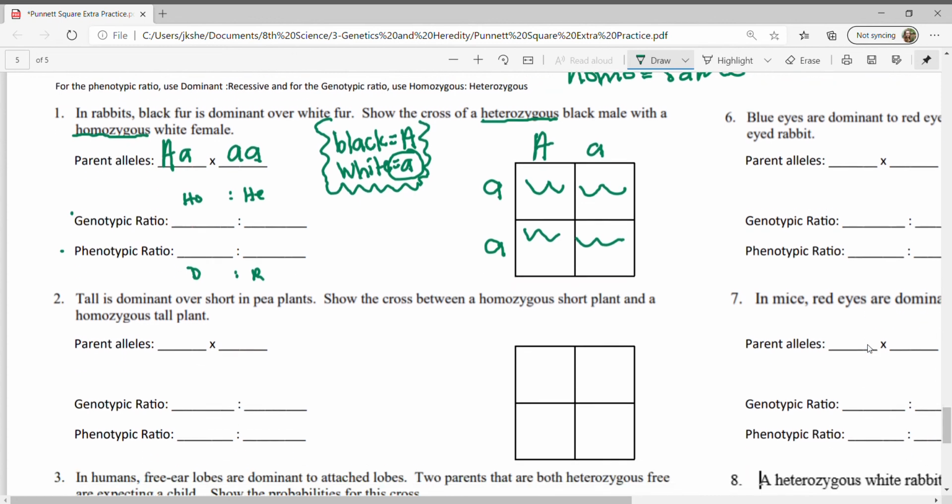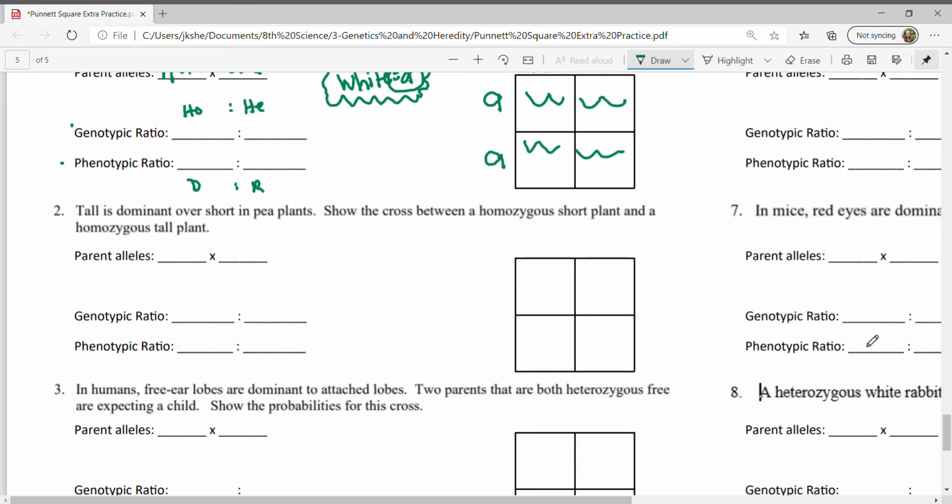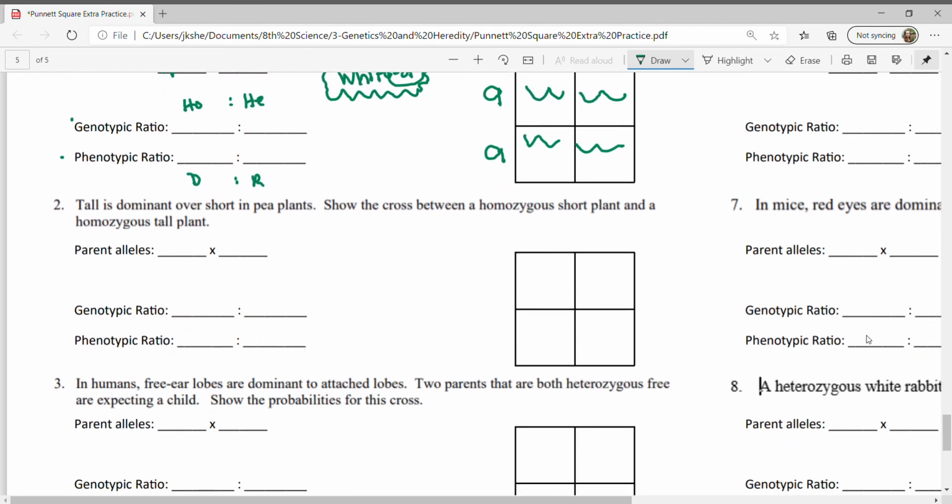Just to go over some things for the next few places, just to make sure that we're on the right track. So we're going to make another key again for number 2. Tall is dominant, so tall equals dominant, and short would have to be recessive. And it says show the cross between a homozygous short plant and a homozygous tall plant.